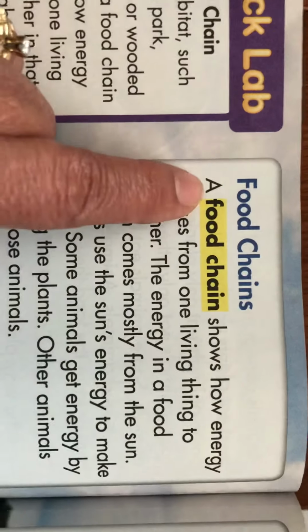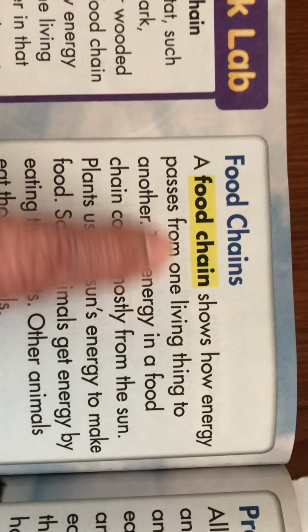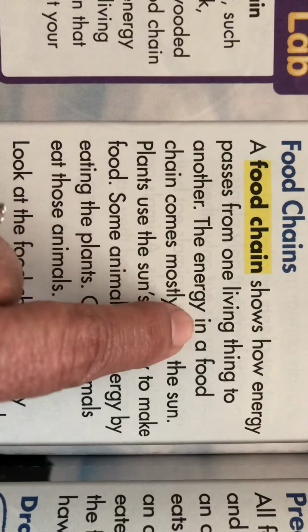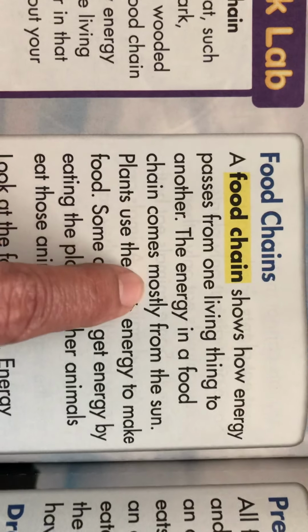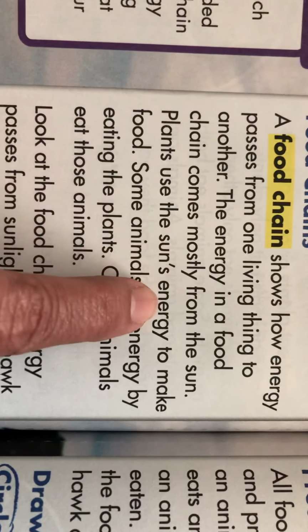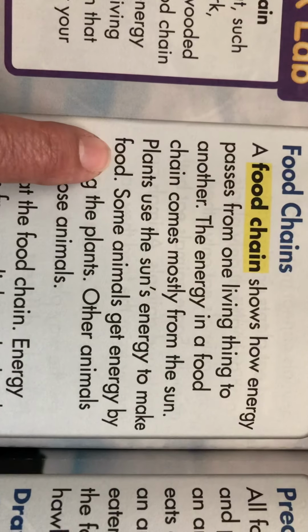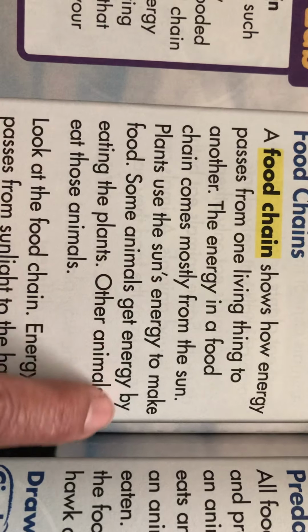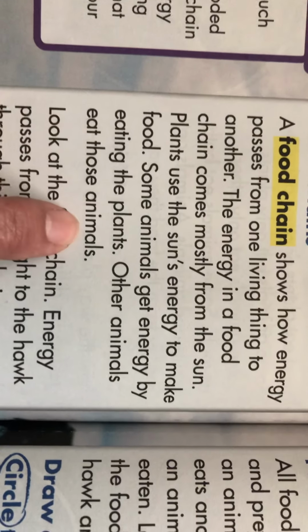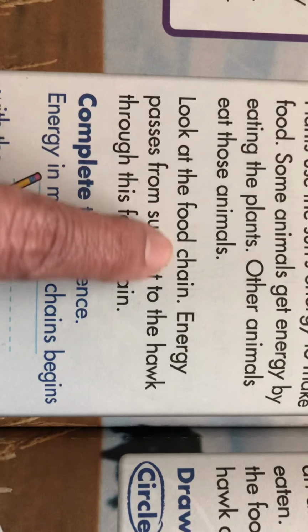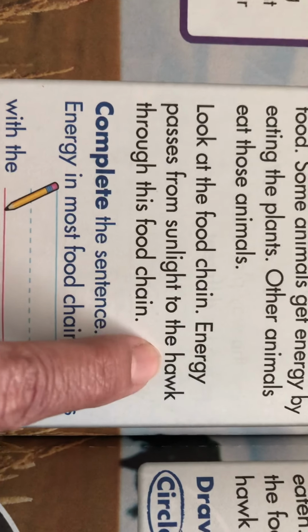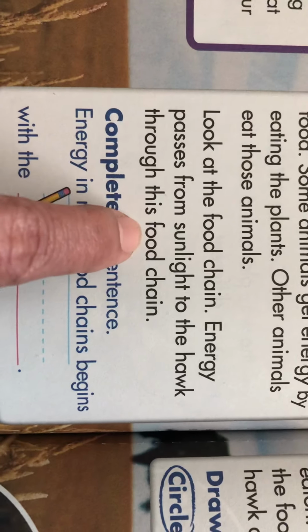So this makes sense. A food chain shows how energy passes from one living thing to another. The energy in a food chain comes mostly from the sun. Plants use the sun's energy to make food. Some animals get energy by eating the plants. Other animals eat those animals. Look at the food chain. Energy passes from sunlight to the hawk through this food chain.